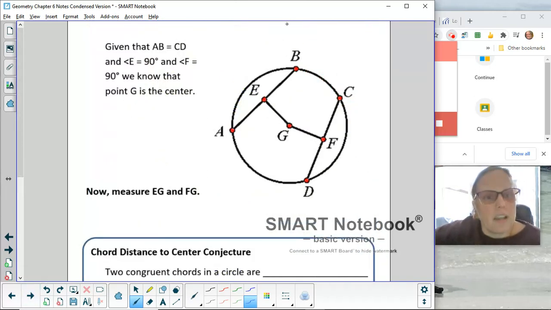Okay, this next picture says, given that AB is equal to CD, so let me highlight those. Okay, now those two are chords. And with chords, we know that the central angle then will be the same and the arc will be the same. So I could highlight the arc as well.